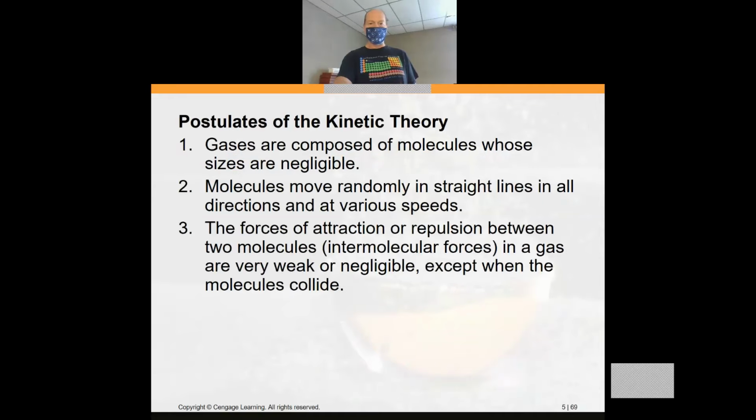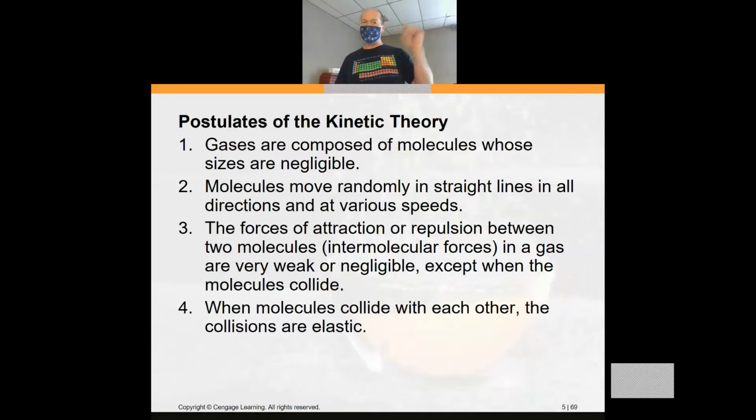All right, so postulates of the kinetic theory. Gases are composed of molecules whose sizes are negligible. They're very small. And so when they're in a 1 liter flask, they take up such a tiny amount of space that we say that is a negligible amount of space. Molecules move randomly in straight lines in all directions at various speeds. The force of attraction and repulsion between two molecules, the intermolecular forces, in a gas are very weak, except when the molecules collide. So unless they hit each other, they don't know they're there.